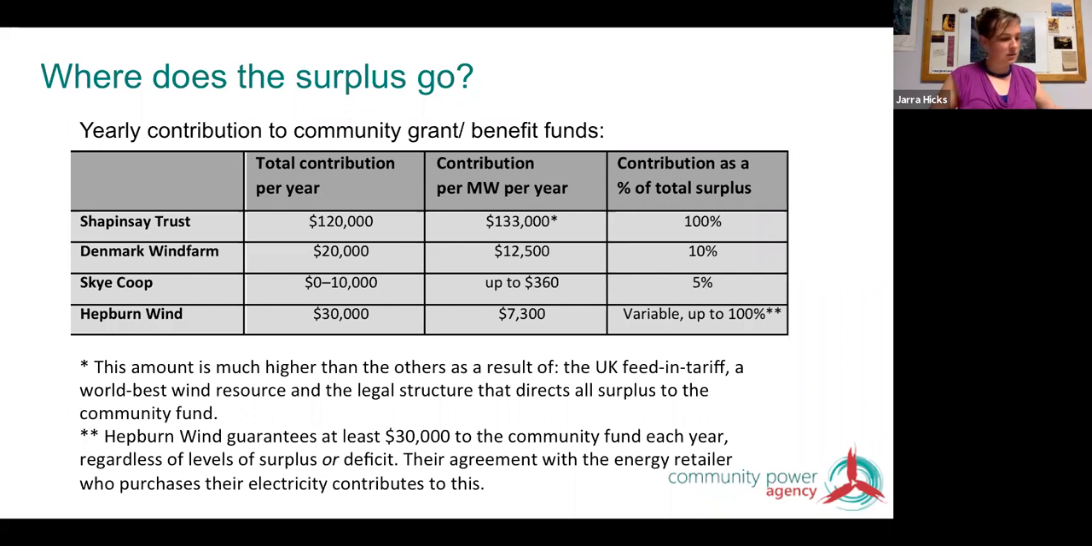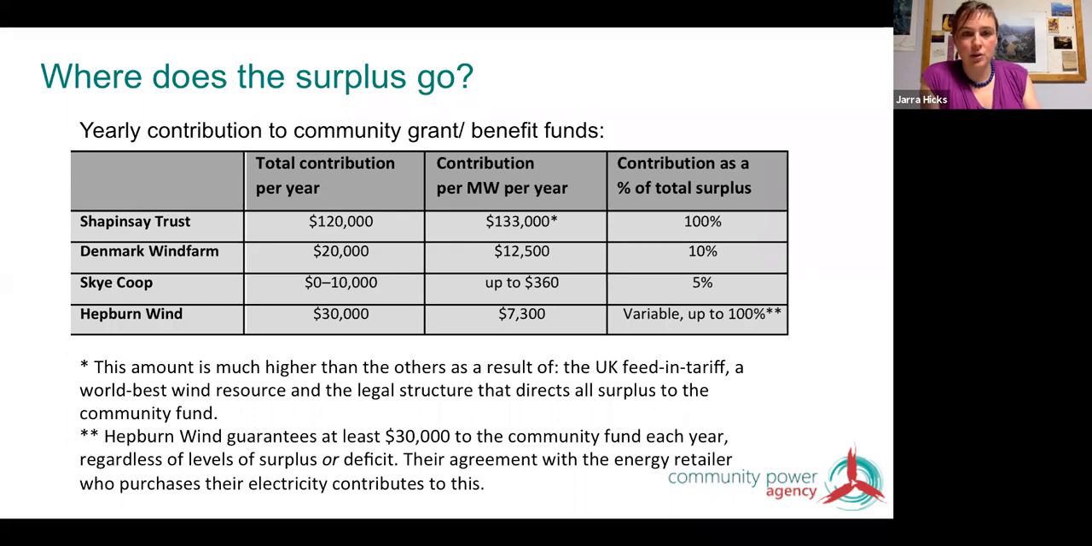In terms of where the surplus goes, the surplus, so I use the word surplus to refer to everything that's left over after you've accounted for the cost of running the enterprise, so the costs of, you know, your insurance and your maintenance and your staff. What's left over and what do you do with it? So in Hepburn Wind and Denmark Community Wind, for example, they distribute some of their surplus as return on investment, and not every year, this hasn't happened every year, but they are able to return some of their surplus as returns on investment, and they also direct some of their surplus towards a community grant fund for a community-wide benefit.